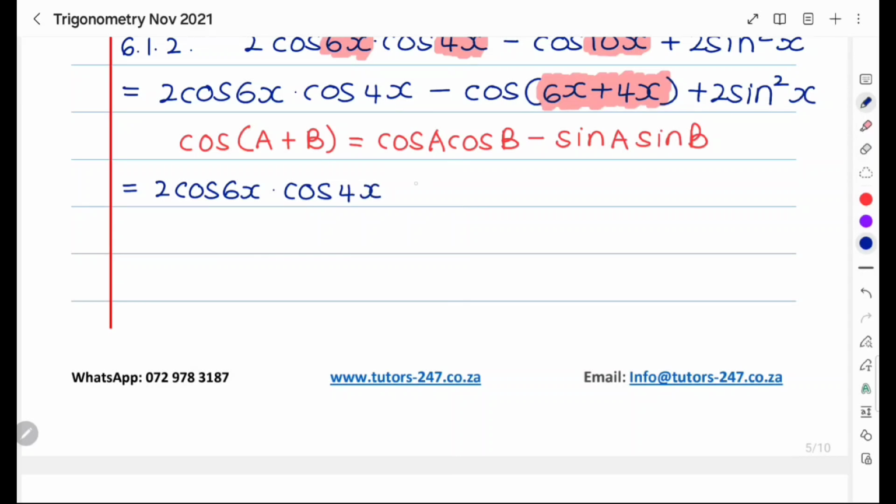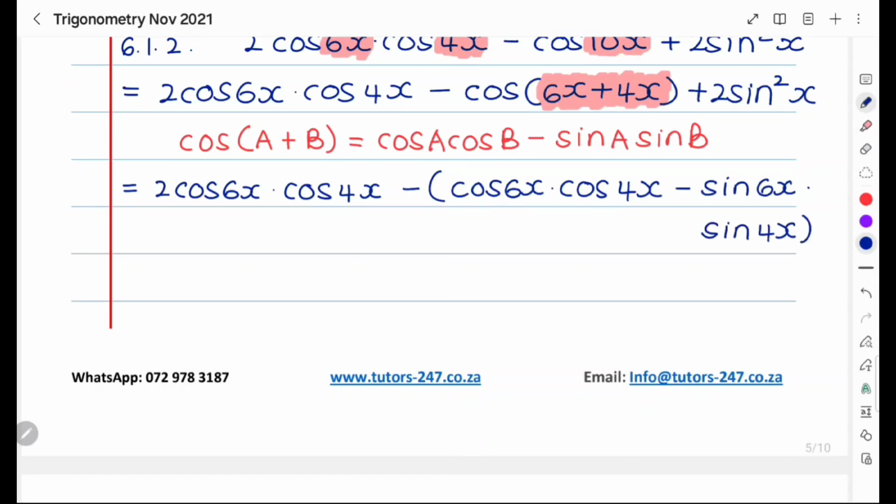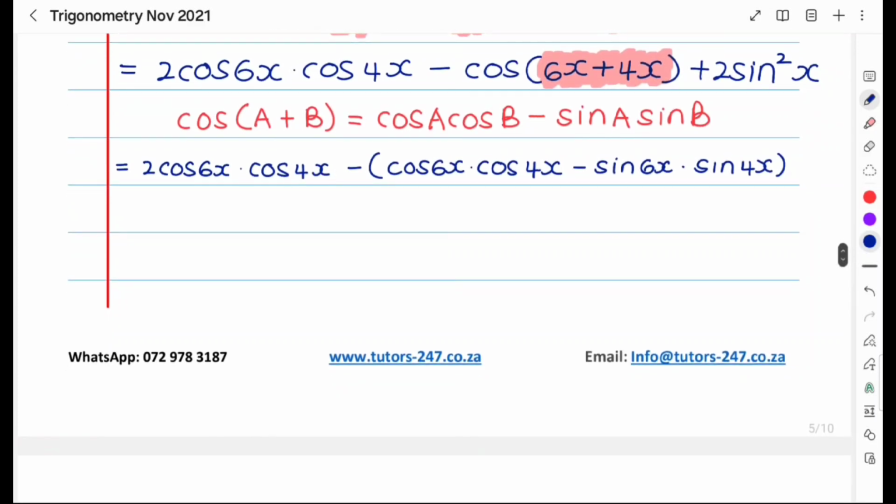So we bring down the first part minus, and then we substitute our compound angle in place of this cos of 6x plus 4x. So here it is going to be cos of the first angle, cos of the second angle, minus sine of the first angle, sine of the second angle. Don't forget about positive 2 sine squared x.